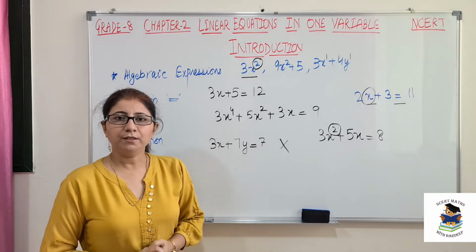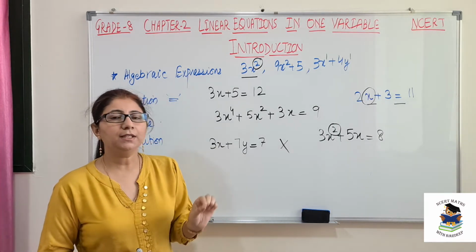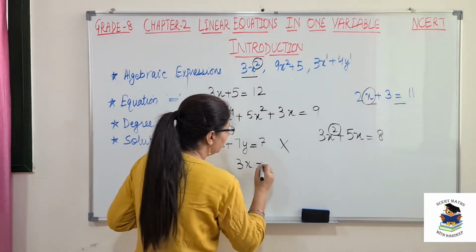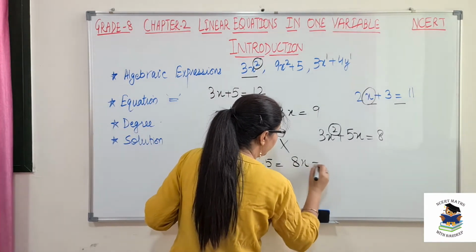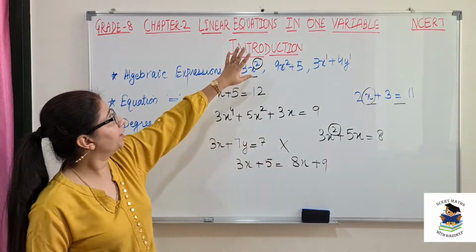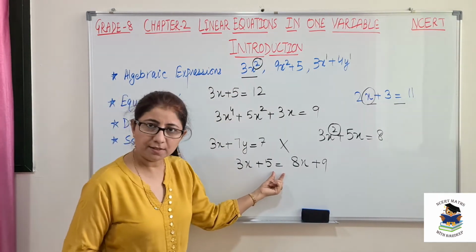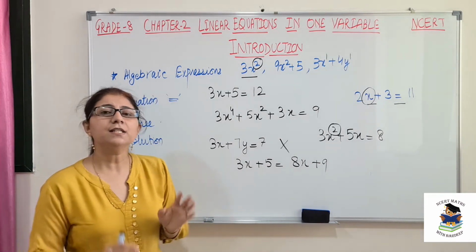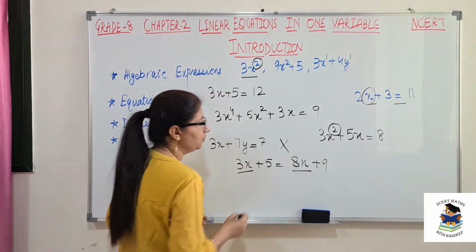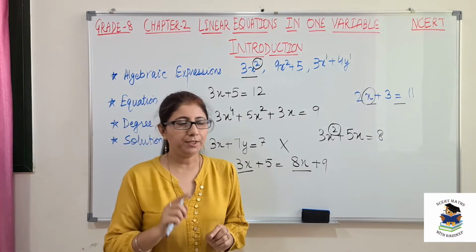Also, I want to mention one thing: don't get confused that I am saying there should be one variable. That doesn't mean that there should be only one term having x. So I can write in this format also, 3x plus 5 is equal to 8x plus 9. Now let's check whether this is a linear equation in one variable. First thing, equal to sign. Yes, it has an equal to sign. Second thing is there should be only one variable. We have two different terms, both with the same variable x. So that means only one variable is there.